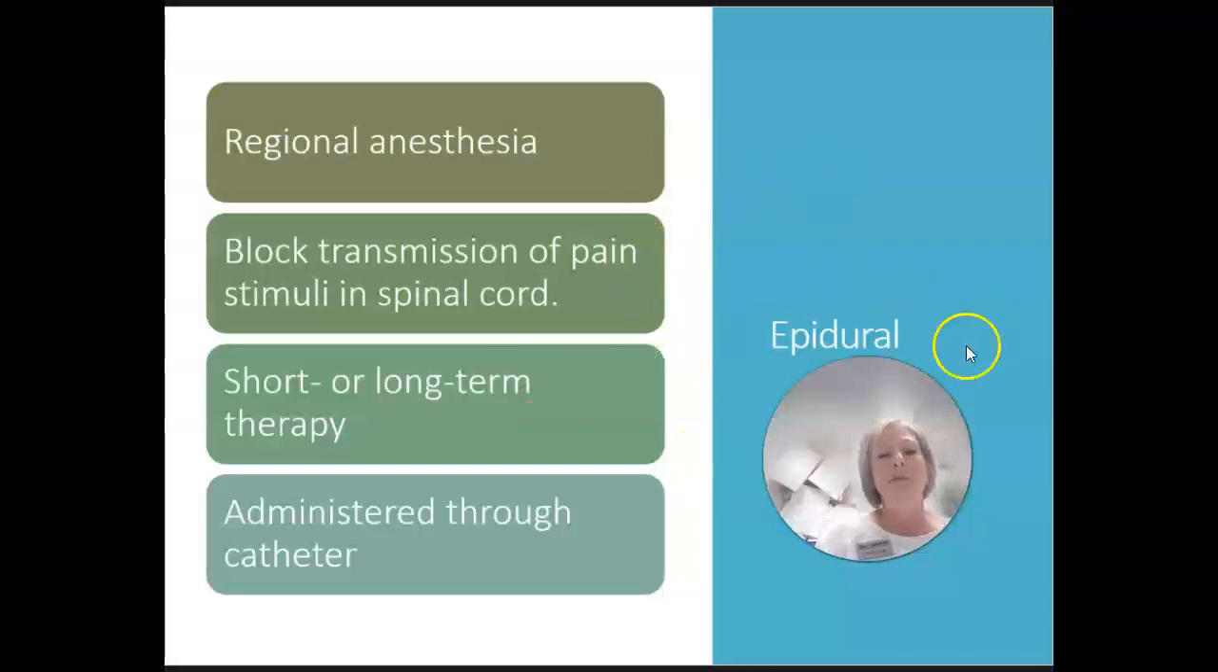The biggest thing with epidurals is hypotension. Sometimes when we start an epidural, the patient will have a hypotensive episode, so sometimes we'll have to give them a little bit of extra fluids to get through that. It's usually going to block a region from wherever it is in the spinal cord. So if it's here in the spinal cord, we're going to block everything from there down.